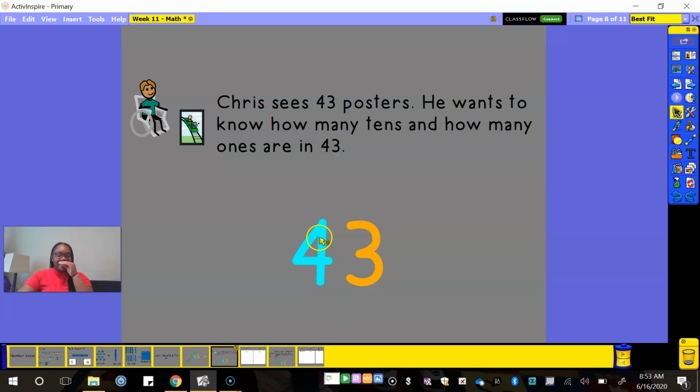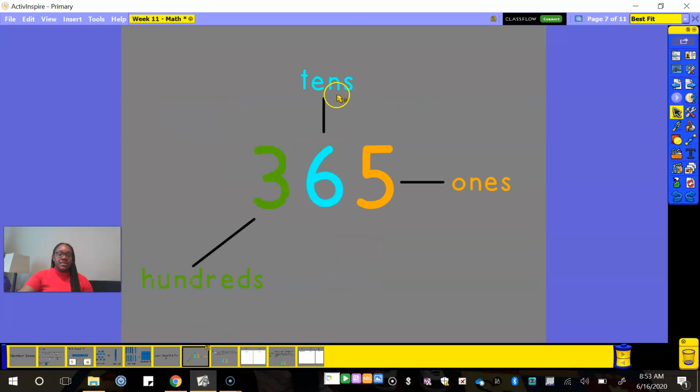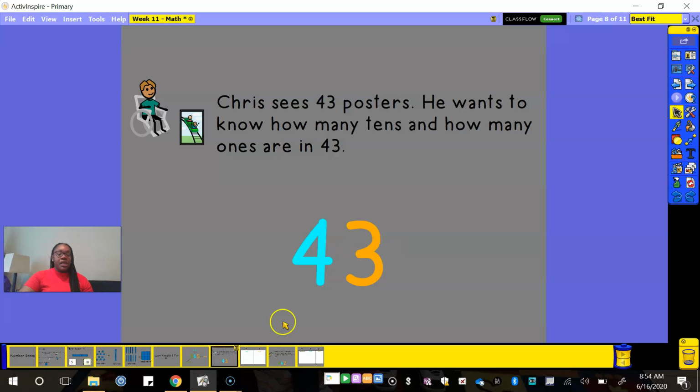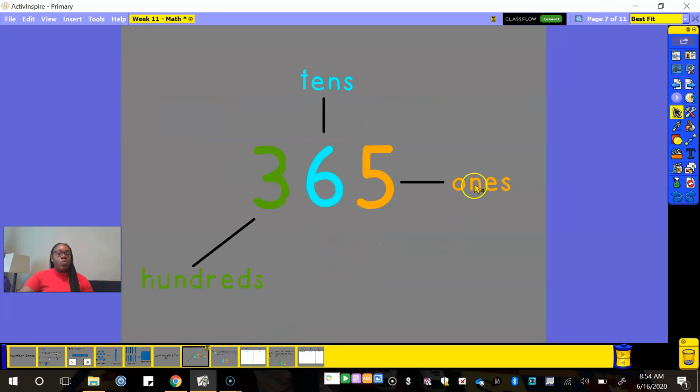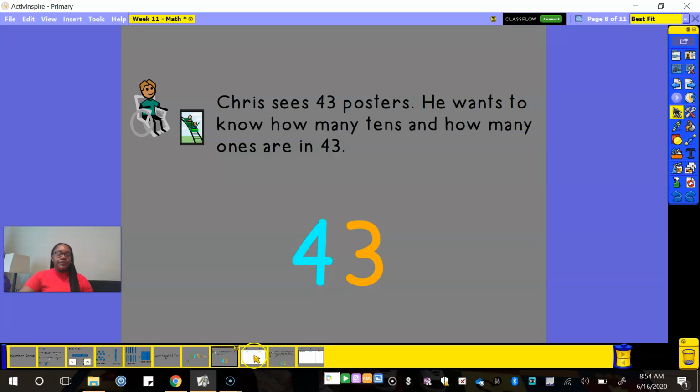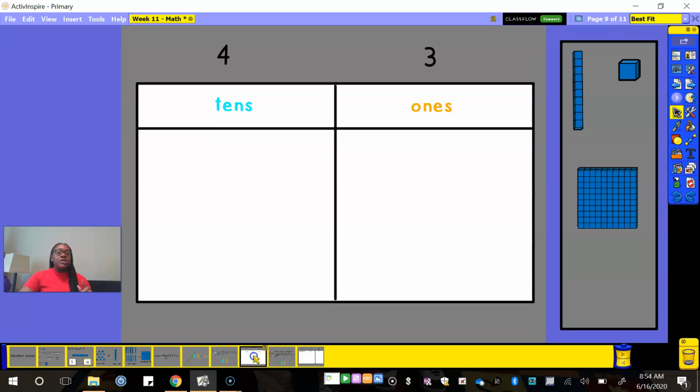So my 4 is in the tens place, remember? That's my second digit. It's in the tens place. And my 3 is in the ones place, all right? So in order to show how many tens and how many ones there are in the number 43, we're going to use our base 10 blocks, all right? So our 4 was in the tens place.